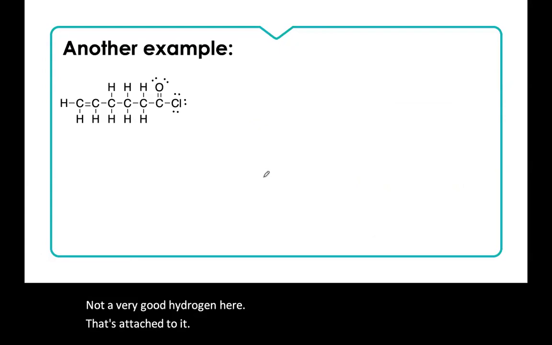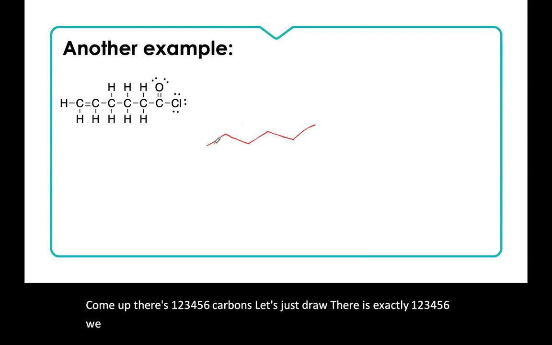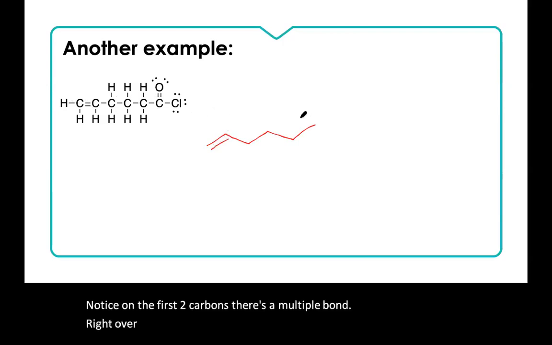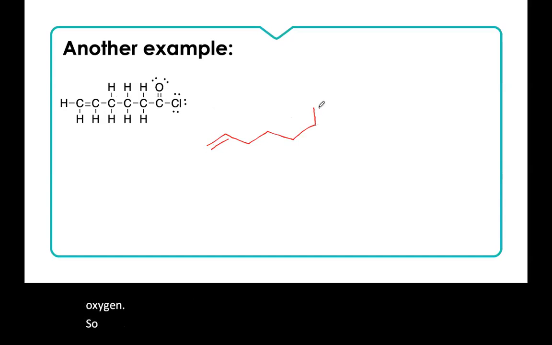Let's try another example. So how many carbons are in this one? Count them up. There's 1, 2, 3, 4, 5, 6 carbons. So let's just draw out our zigzaggy line. 1, 2, 3, 4, 5, 6. We got our 6 carbons there. Notice on the first 2 carbons, there's a multiple bond right over here. So we're going to draw that out in our structure. There's also a multiple bond between this last carbon that we drew and an oxygen. So let's draw those 2 bonds.